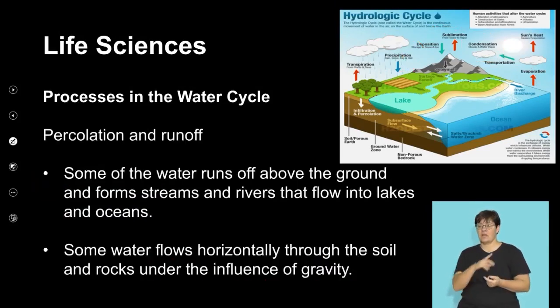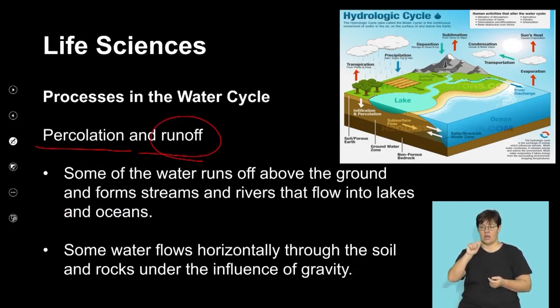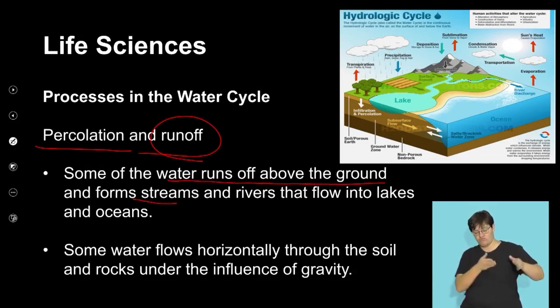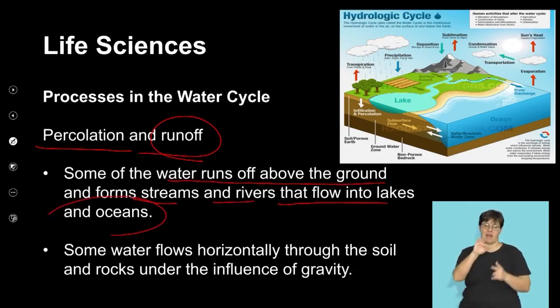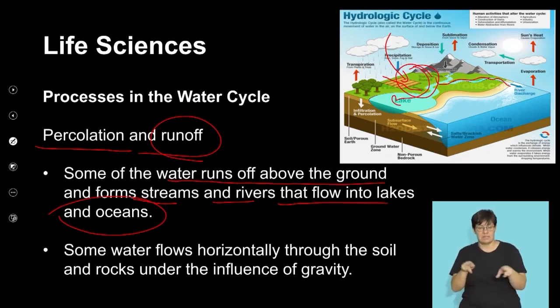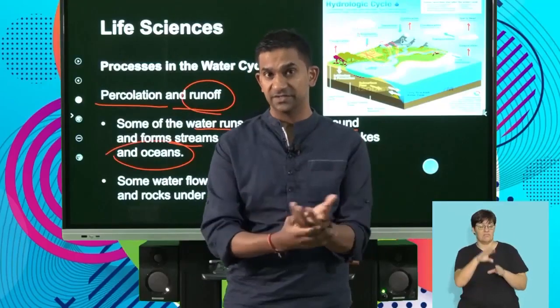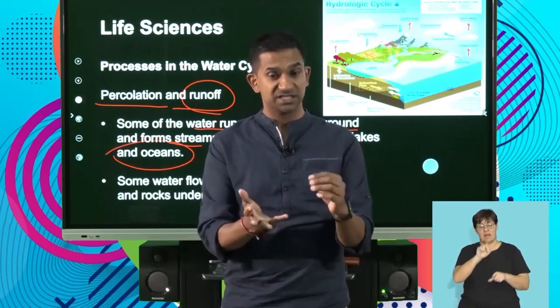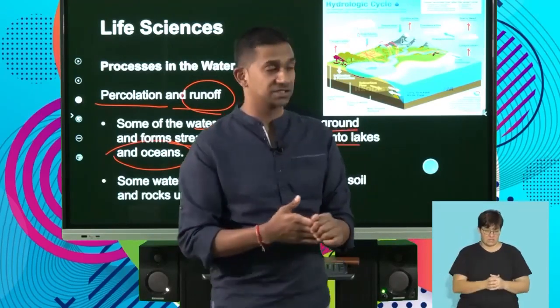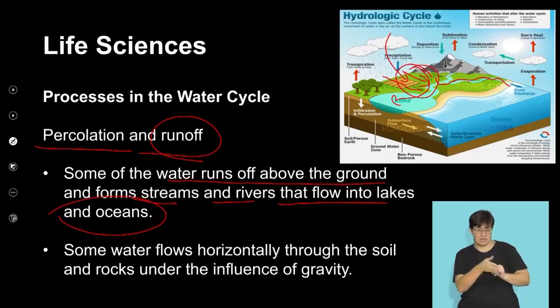The next process is called percolation and runoff. Some of the water runs off above the ground after it rains and forms streams and rivers that flow into lakes and oceans. So we do know that when we have lots of rain, some of the water runs off, and that is called surface runoff. And that fills up into our lakes, it runs off into our streams as well as the sea. And so this is an important component of how the water vapor returns back to the Earth's surface, including the water bodies such as lakes, rivers, dams, and oceans. So this is called surface runoff.